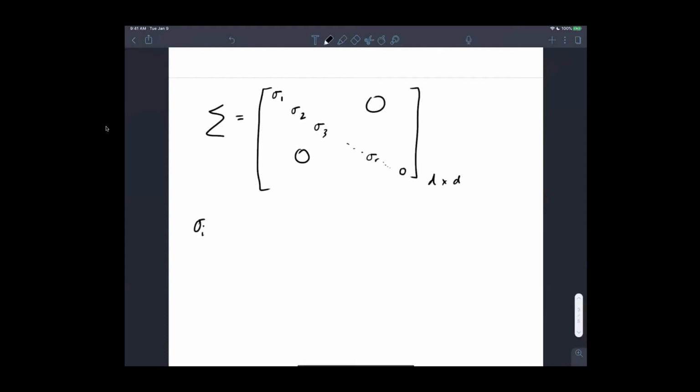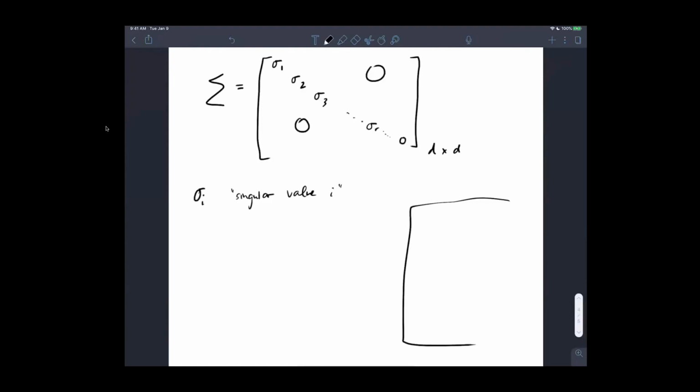Now, before we get to the part that we call Alan's cheat sheet, let's talk about the sigma matrix. Okay, we said it has D rows and D columns. And the elements on the diagonal are what we call the singular values of our design matrix. So sigma i is the singular value. Now, a linear algebra fact is that the singular values of X are the square roots of the eigenvalues of X transpose X.